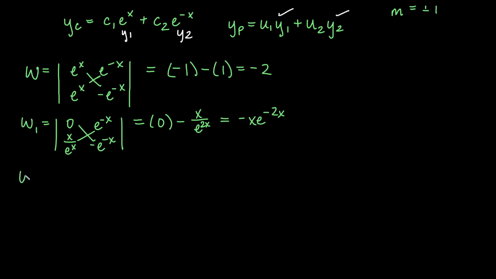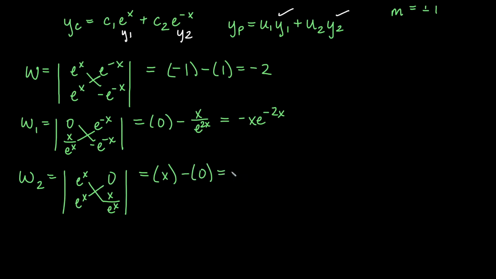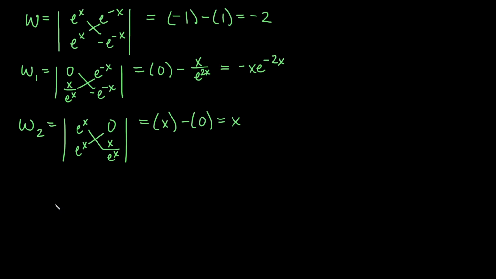Let's go ahead and get our W2, so instead of replacing the first column with 0 and our g of x, we'll replace the second column. So keep your original first column. We'll keep our e to the x and e to the x this time. Now our second column is what becomes the 0 and the right-hand side, x over e to the x. The determinant of this, if we take the first diagonal here, this e to the x will reduce the e to the x on the bottom there, so we'll just get x from that diagonal. And then obviously this diagonal is going to give us 0, so we'll have minus 0, and we'll just end up with x there.